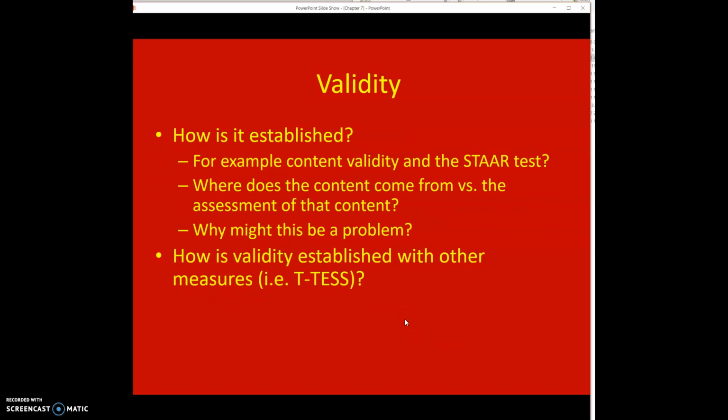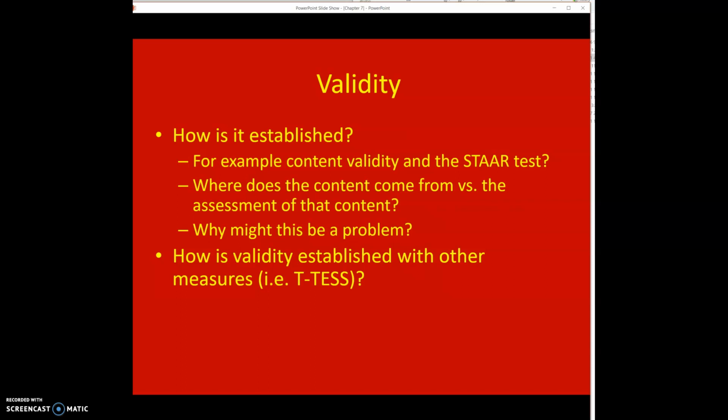So how is validity established with other measures? For example, the t-test. That is supposed to be a valid measure of a teacher's ability to teach. Again, this was theoretically developed by content experts. They identified what they considered valuable teaching behaviors, and they developed a rubric that goes with that to identify the behaviors that a person sees. Now, whether or not a person who scores highly on that is considered an expert teacher, I've not seen the evidence of that.